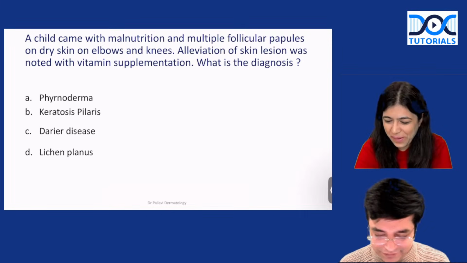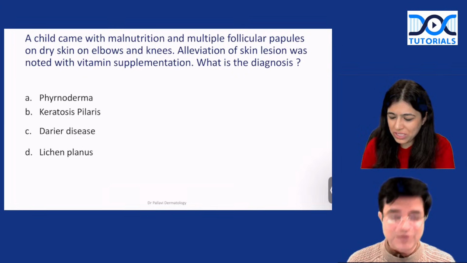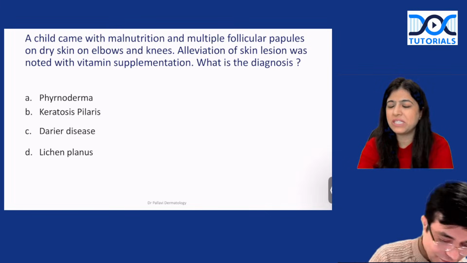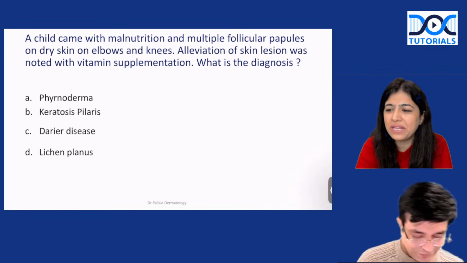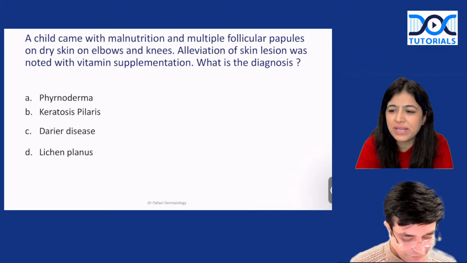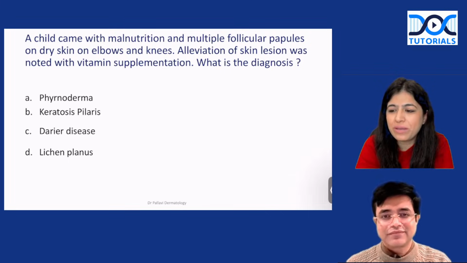Yes. So, ma'am, you want to take it up? This is another question. This is another NEET PG PYQ only. A child with malnutrition, multiple follicular papules on dry skin on elbows and knees. See, there is no image here.